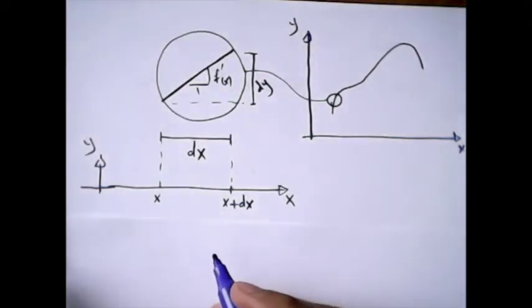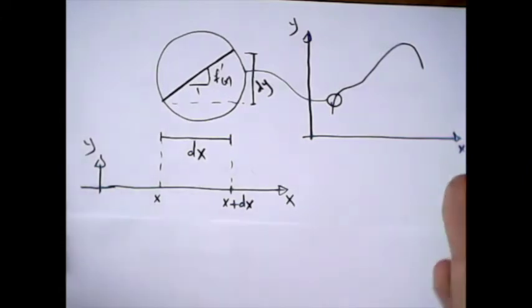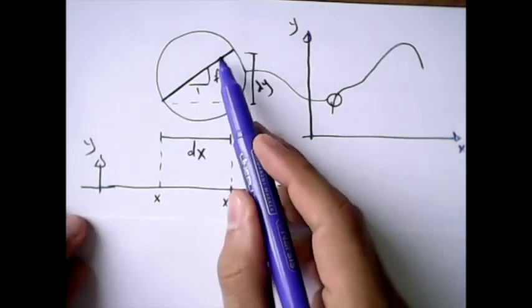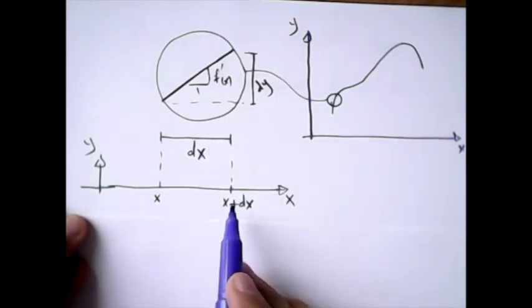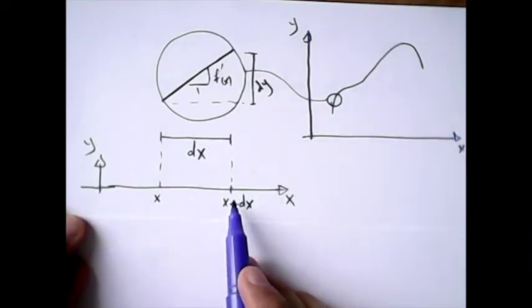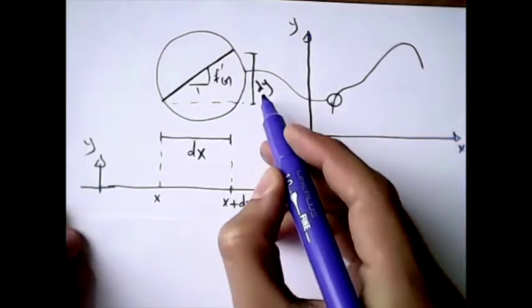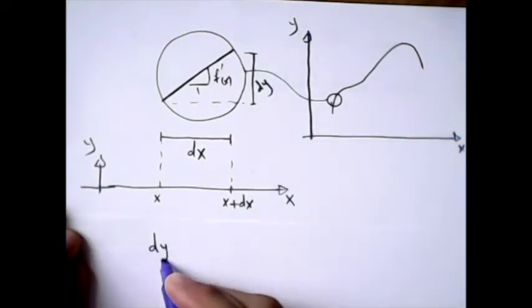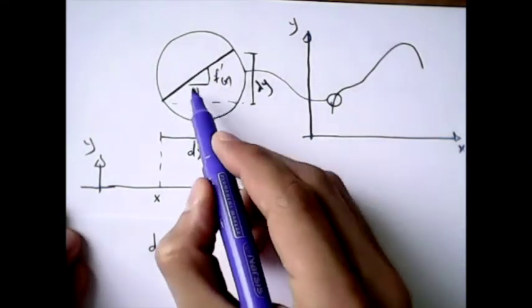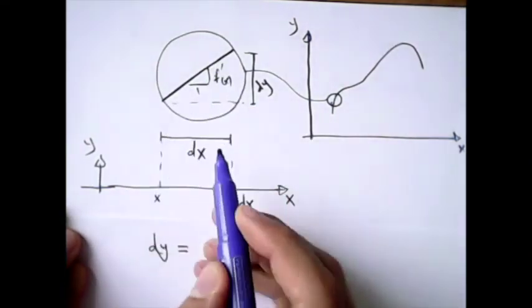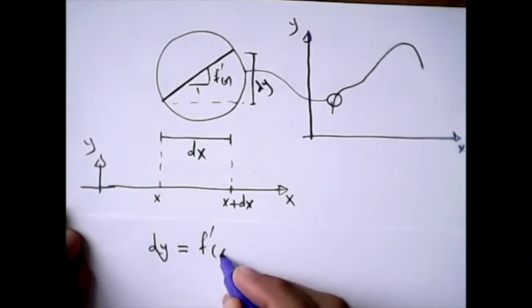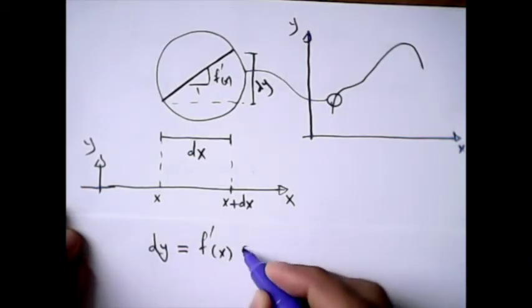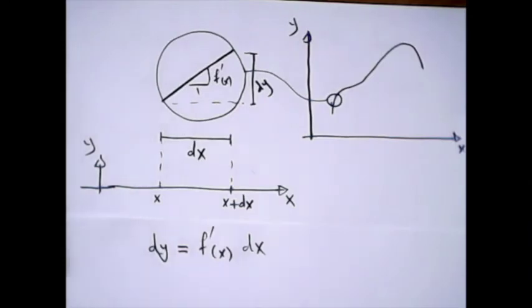Okay, let's just go back to our question. My question was how much we go up as we infinitesimally step forward. So the value of dy would be equal to the slope times how much we went forward: f prime of x times dx.